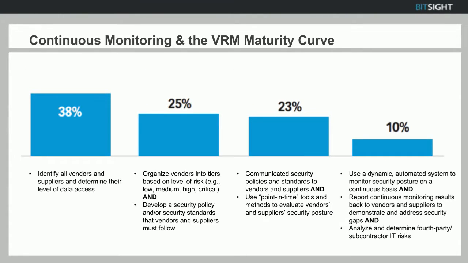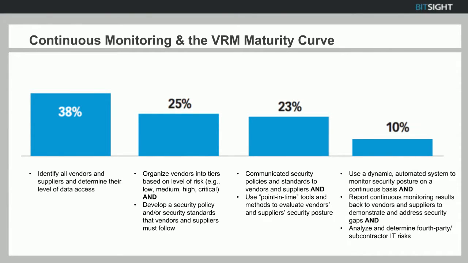So if you look at this VRM maturity curve, this is basically telling you what percentage of companies are in each category in terms of vendor risk management maturity. It goes left to right in terms of increasing maturity. And the last bar on the right, that 10% bar, is the percentage of companies following a continuous monitoring approach, using automated techniques to evaluate a dynamic environment.